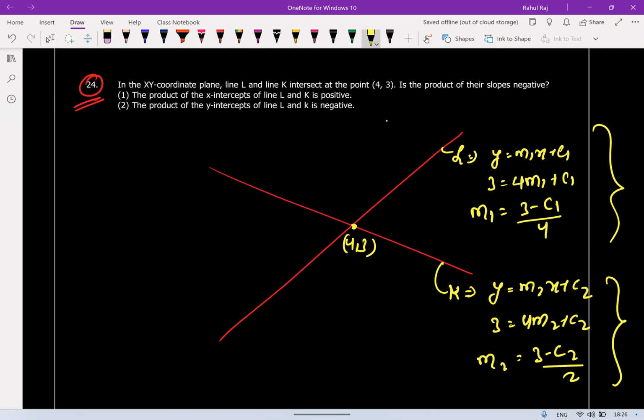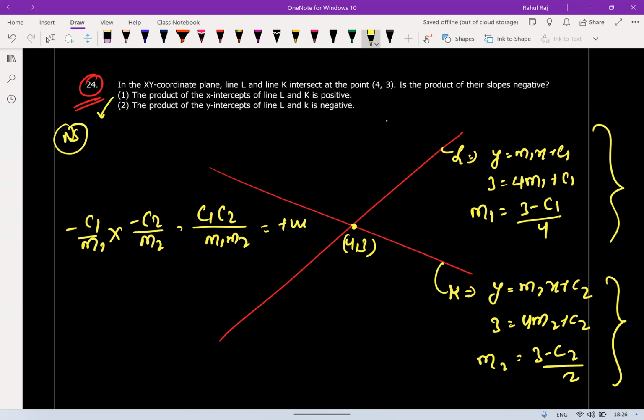Option number 1 says the product of the x-intercepts of lines L and K is positive. So what is the x-intercept of line L? Minus c1 by m1 into minus c2 by m2 is equal to c1 c2 by m1 m2, and this is positive. Now, just by knowing this is positive, I can't determine anything about the sign of c1 c2 and the sign of m1 m2. A fraction is positive when numerator and denominator are of the same sign. So c1 c2 and m1 m2 can be both negative, or both positive, and still the entire fraction will be positive, so not sufficient.